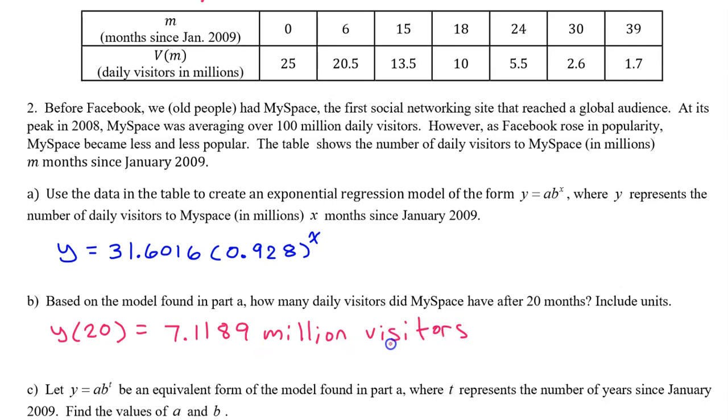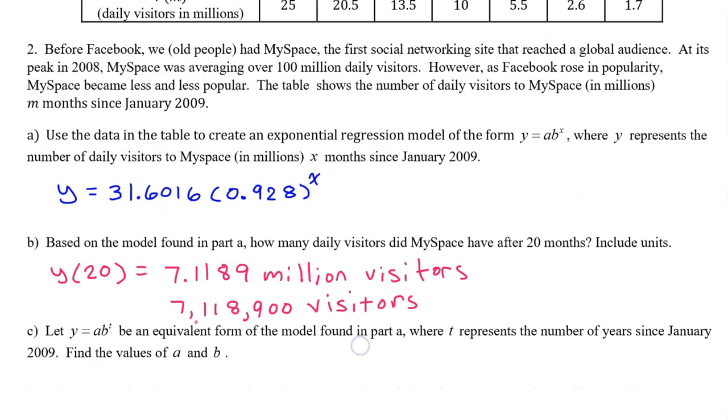This is a full credit answer. Or, you can write 7,118,900 visitors, which means the same thing.